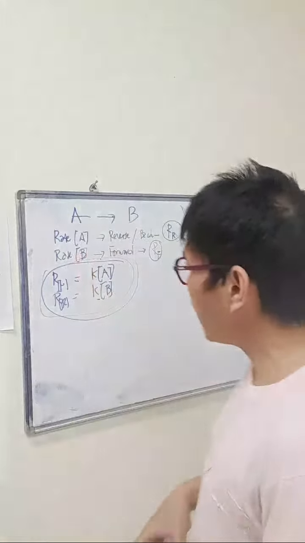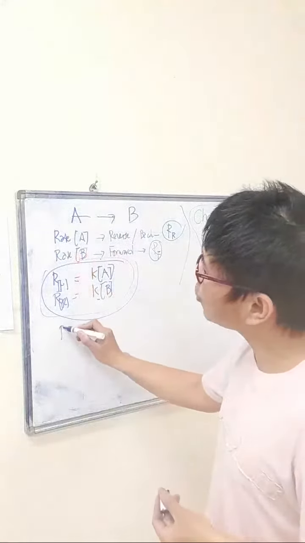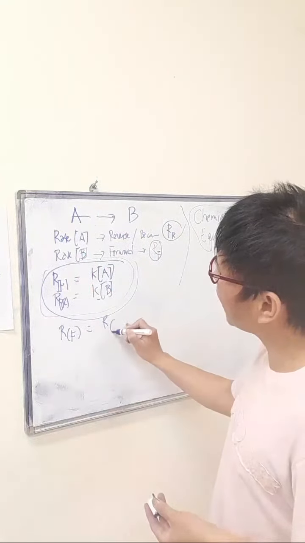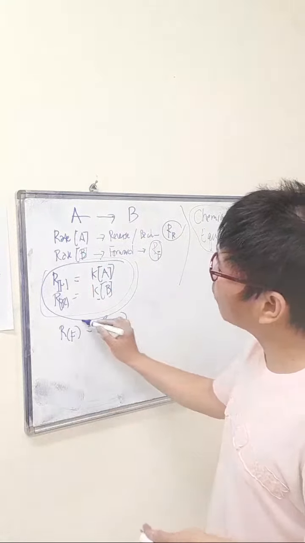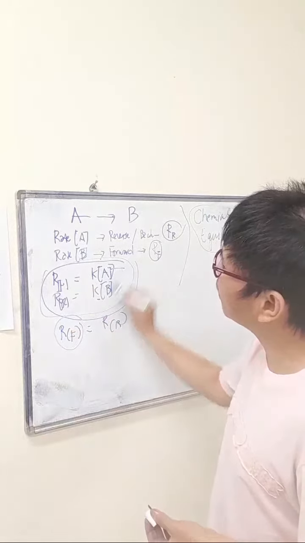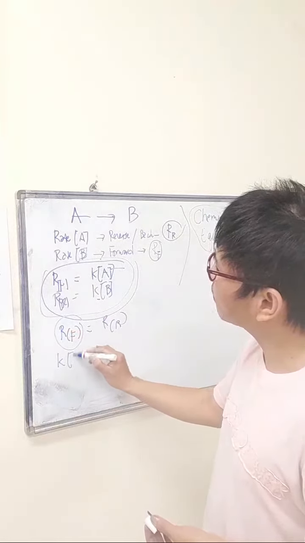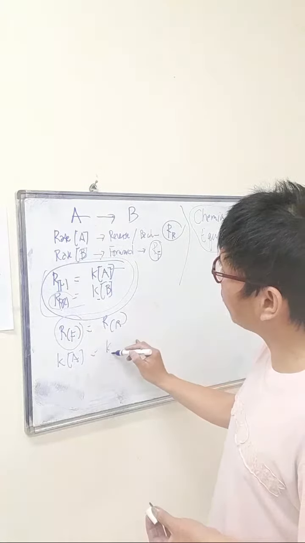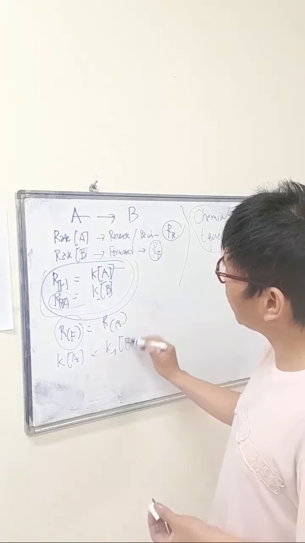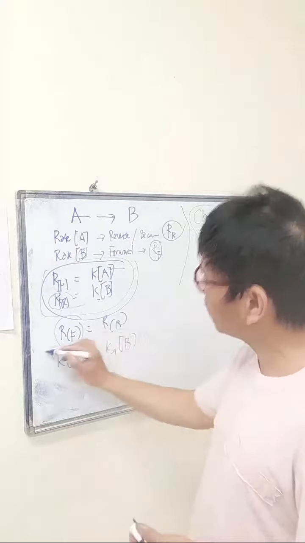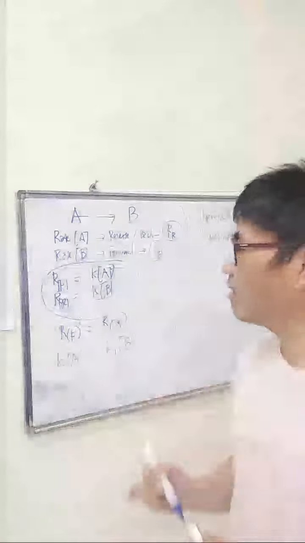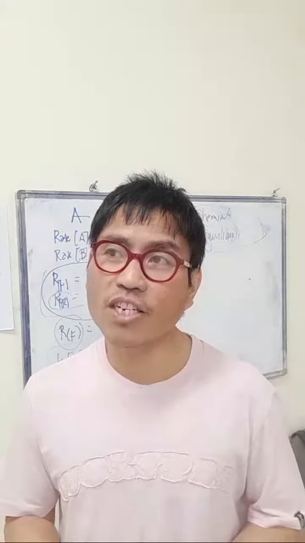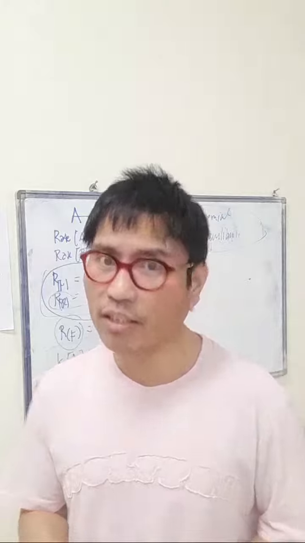So I will now say rate of the forward reaction is equal to the rate of the reverse reaction. And what is the value of rate of forward reaction? Copy from here: K times A. And what is your rate of reverse reaction? K negative 1 times B. Now this is your equation number 1. So this is the topic: chemical equilibrium, constant derivation.